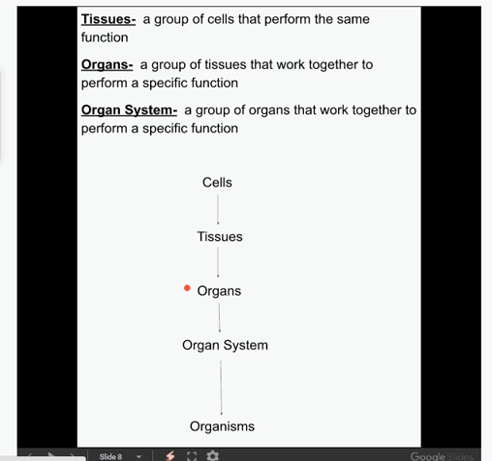All right, so I'm going to stop right there for today, and we'll look at the movement of materials across the cell membrane in our next video.